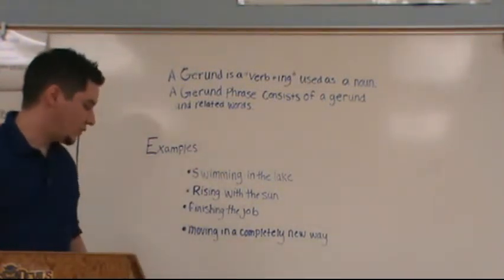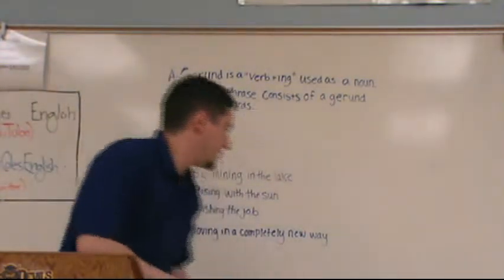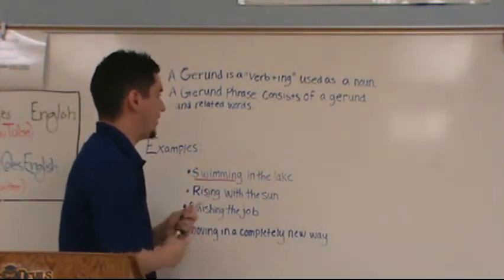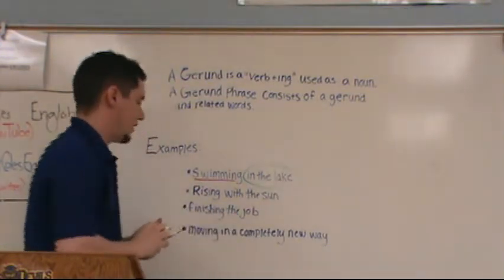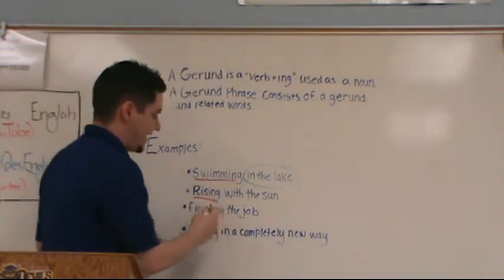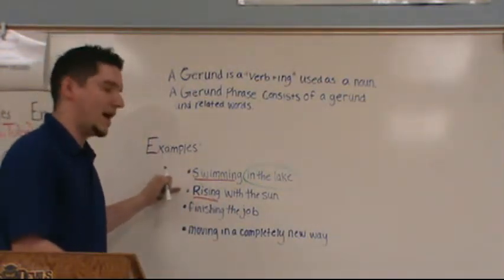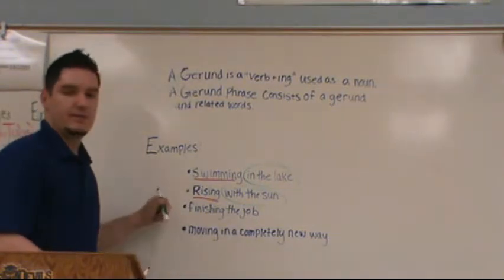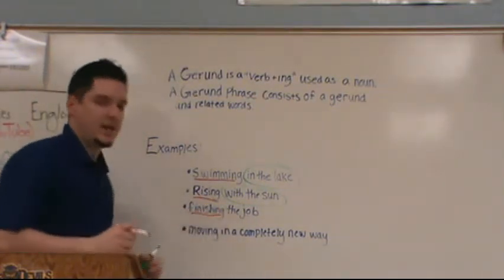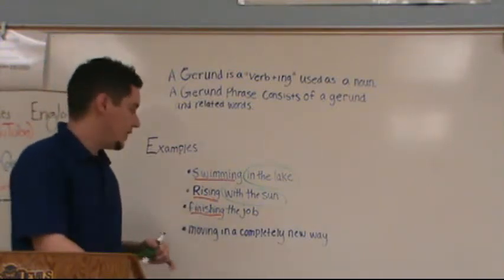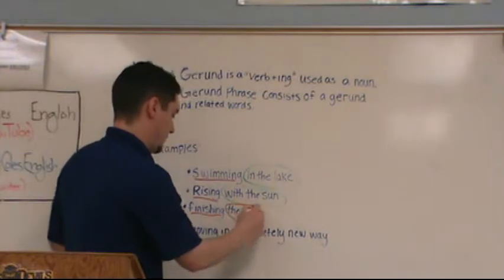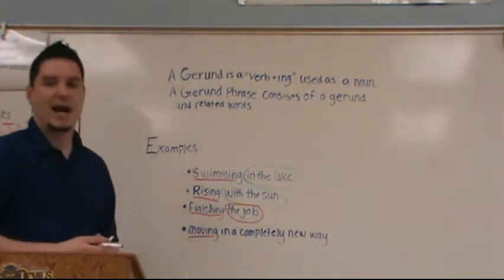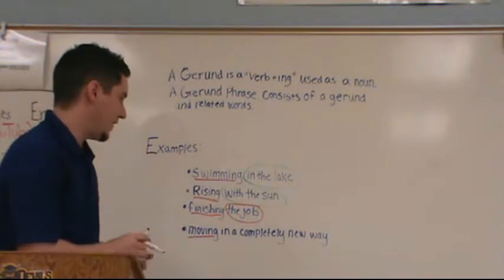So if we look at examples, swimming in the lake, right? In this case, swimming is our gerund, and the words modifying it, or our related words, are in the lake. Okay? Or rising with the sun. Rising is our gerund. Right? We've taken the verbs swim and rise, we've added -ing to them, and we've added related words to them. In this case, finishing the job. Okay, we've taken the verb finish, we've added -ing to it, and we have related words. The last one, moving in a completely new way. Again, we have the verb move, we've added -ing to it to make it a gerund, and we've added related words.